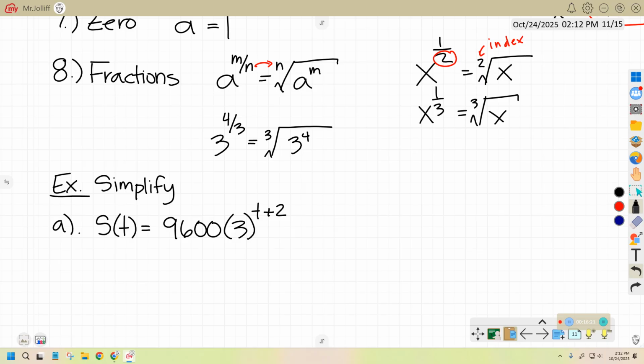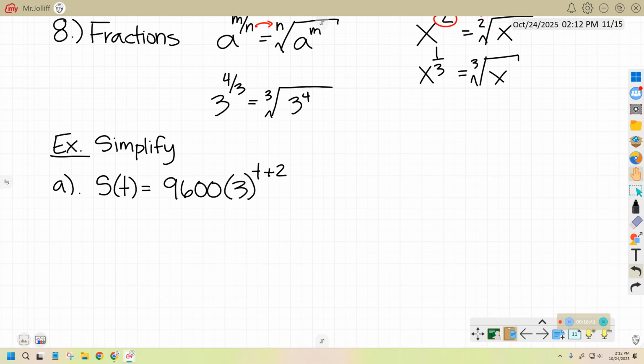So I have the exponential function 9600 times 3 to the t plus 2. You may be thinking, what can I do with that? So we have seen this before. A to the m times a to the n equals a to the m plus n. I want to go backwards. The question is, what is that going to look like?